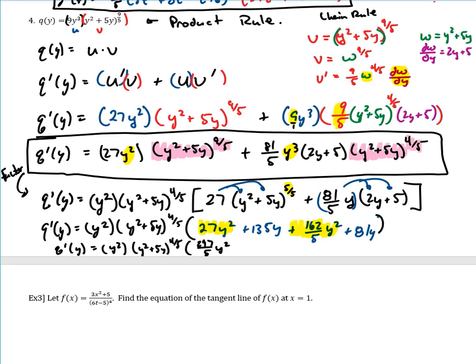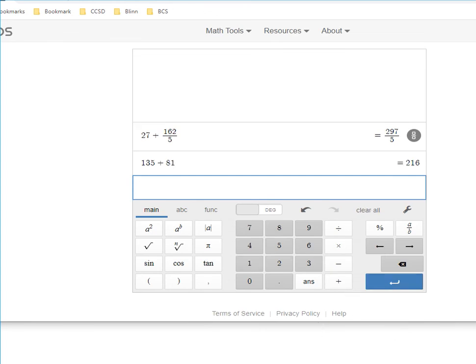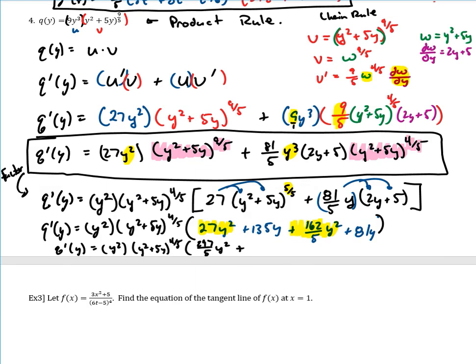And then the y terms also combine. So we have plus 135 plus 81. Well, I already have the calculator out, might as well. 135 plus 81, 216. And then attach the y to it, 216y. Okay, and so this is a factored answer. And in fact, you could factor more.